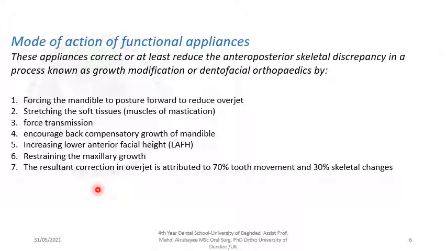So the force of the muscles of mastication can be transmitted to the teeth via the myofunctional appliances, and also encourage backward compensatory growth of the mandible. They also increase the lower anterior facial height, especially in people with deep bite, and restrain the maxillary growth. And finally, the resultant correction in overjet is attributed to about 70% tooth movement, so they work on dental units, and about 30% change in the mandible form and size.